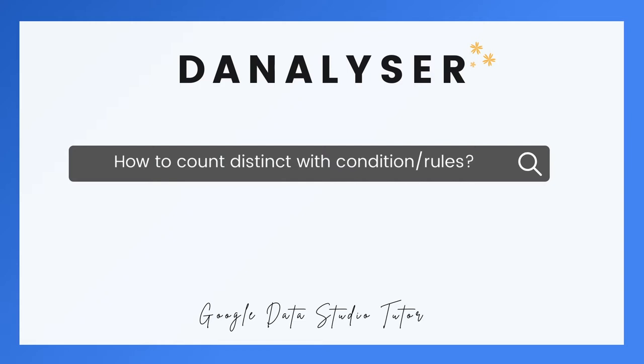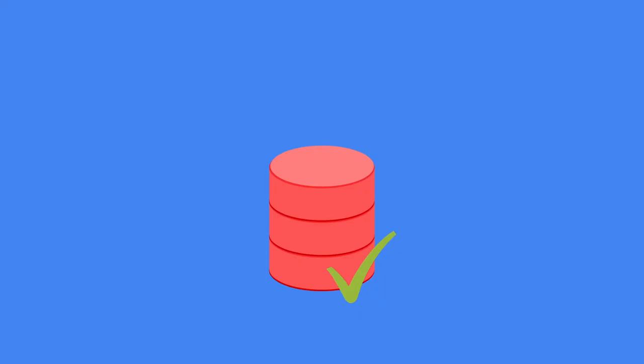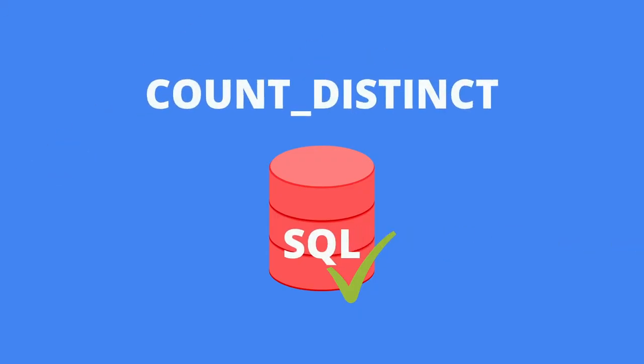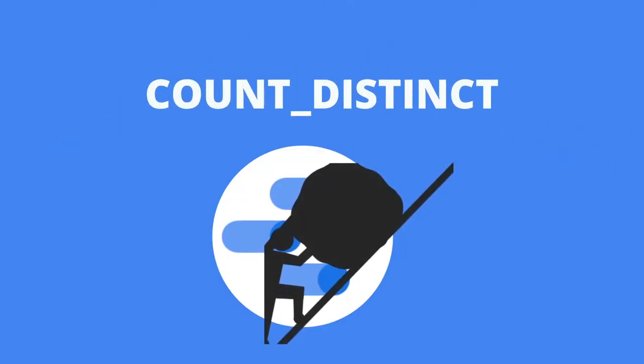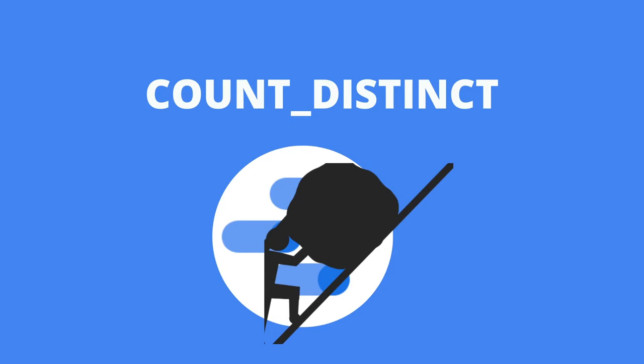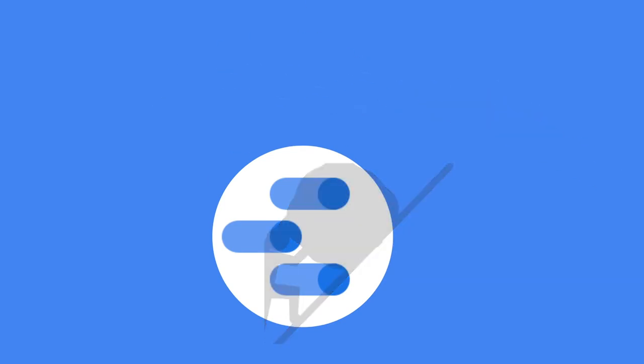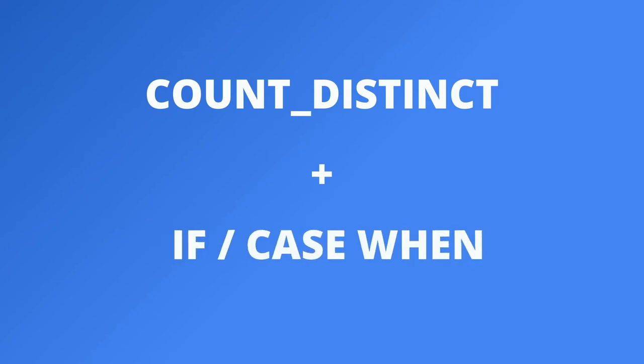Counting the total distinct numbers with defined business rules may seem simple to do in SQL, but not in Google Data Studio, until I discovered this method where I use a combination of two formulas to achieve this easily. In this video, I'll share with you the solution where I use count distinct and a conditional formula like if or case when to calculate distinct field values as a metric.